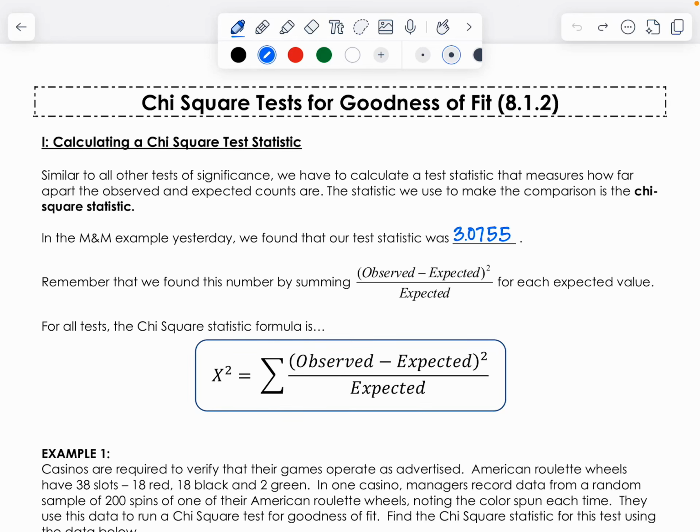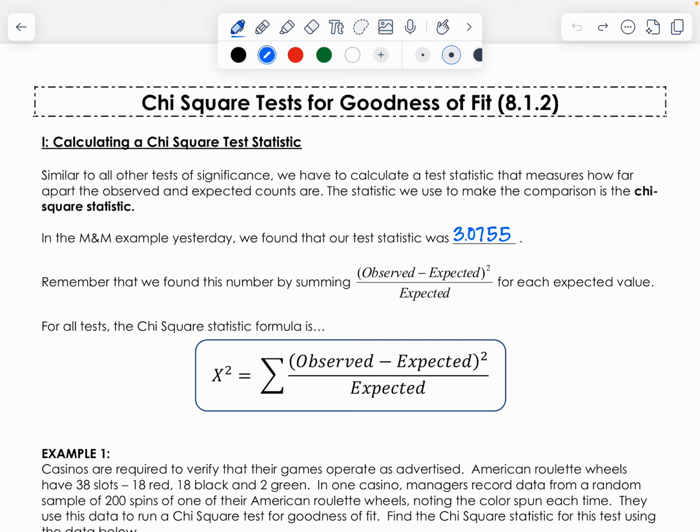Okay, so we are back for day 2 of chi-squared tests for goodness of fit. Remember, these tests are helping us check whether or not a claimed distribution for a categorical variable is correct or is accurate. All right, and yesterday we talked about an M&M example where we were assessing the claimed distribution of M&M colors for any M&M product.